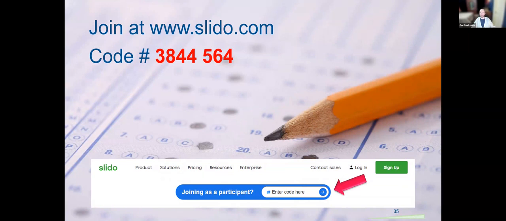It will have the same code on it. I'm also going to post a link to the Slido that will take you directly there without the code in the chat so that you can go ahead and get there directly. So hang tight just a moment.